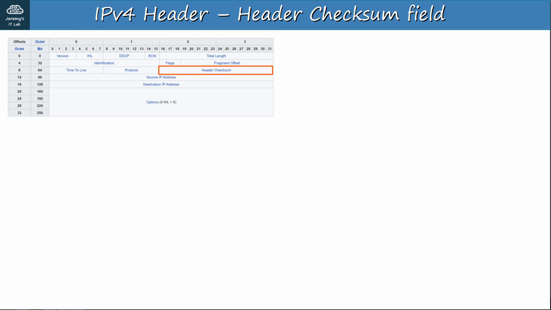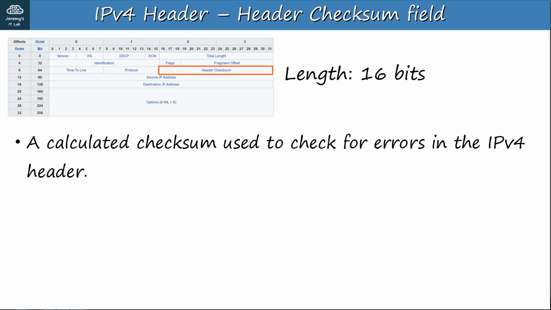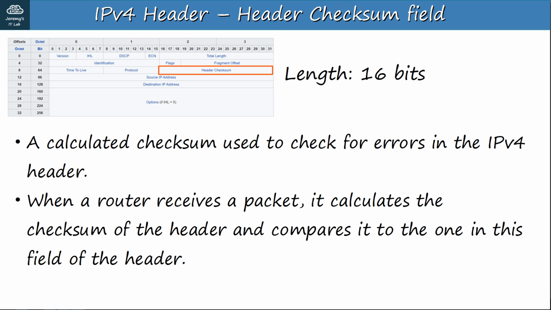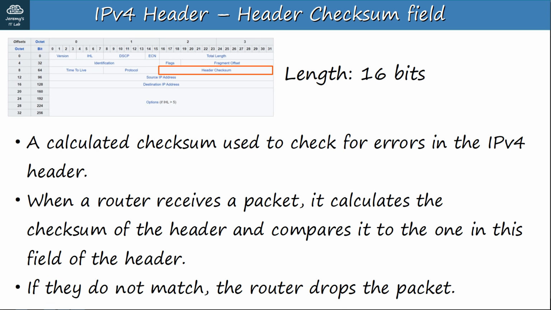Next is the header checksum field, which is 16 bits in length. It is a calculated checksum used to check for errors in the IPv4 header. When a router receives a packet, it calculates the checksum of the header and compares it to the one in this field of the header. If the newly calculated checksum and the checksum in the IPv4 header do not match, it means that an error has occurred in transmission, so the router drops the packet.